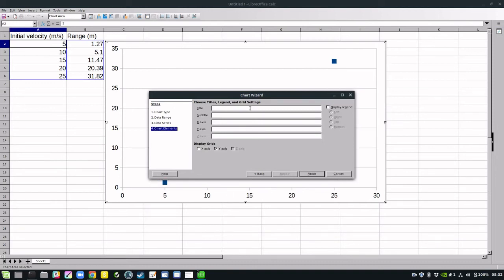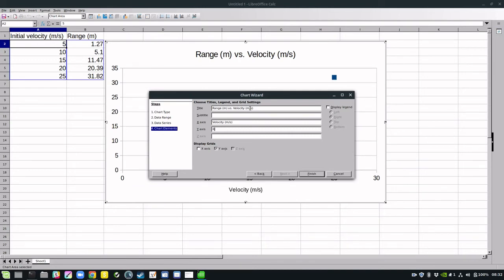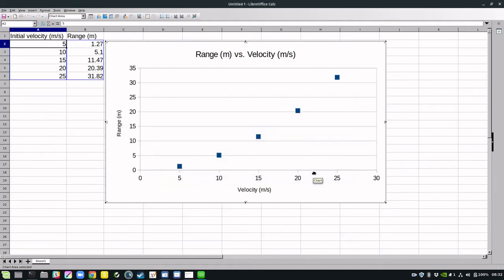For the title, we'll do range in meters versus velocity in meters per second. And then for the x-axis, we have a chance to label that, so we'll say velocity in meters per second, and on the y-axis, we'll say range in meters. Finish. Now that's clearly not a linear trend.